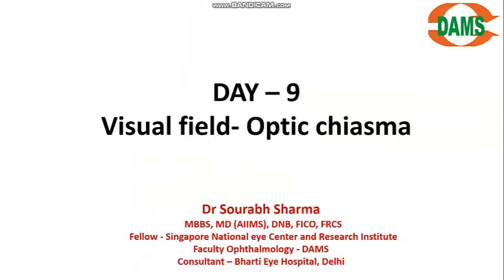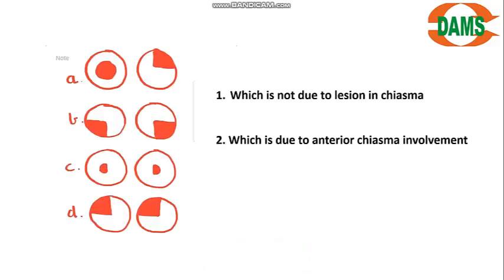Hi friends, so let's see day 9, some points regarding visual fields again, and I told you yesterday I'll tell you some points regarding optic chiasma. Okay, so the question which I asked in the morning has two parts: out of these four, which is not due to lesion in chiasma, and which is due to anterior chiasma involvement, that is anterior chiasma syndrome. Let us see some points regarding optic chiasma, then I will come to the answer of this question.